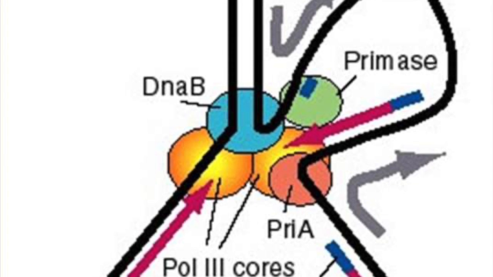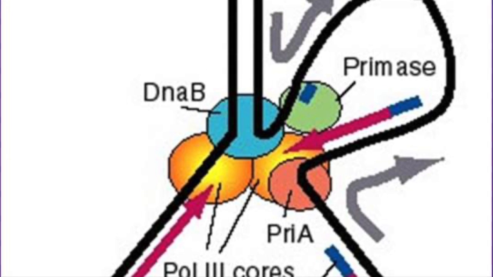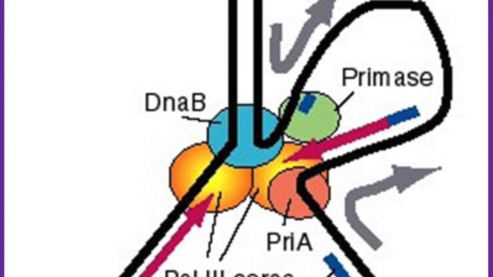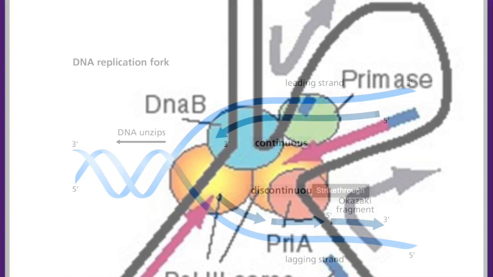The second step of DNA replication is for the primase to place a primer on the separated strands of DNA. It places the primer on 5'. Primase essentially tells the DNA polymerase where to start building the second strand of DNA.